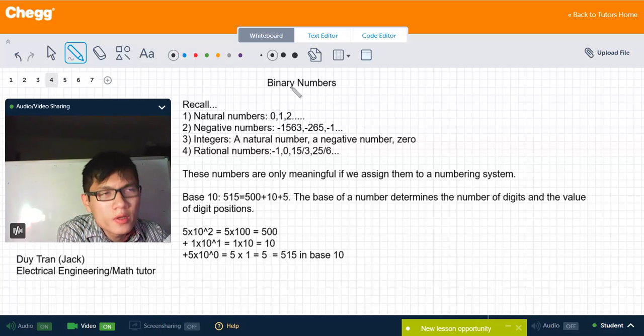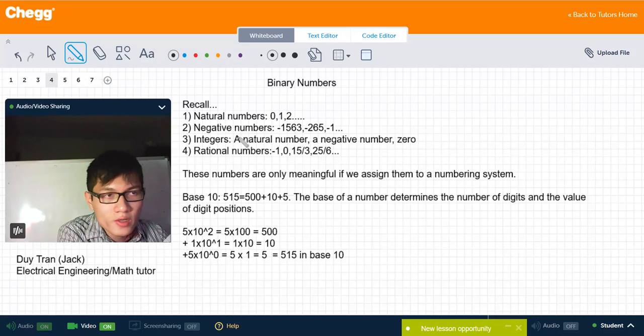Before going into binary numbers, let's recall some basic numbers we have been using in math. Natural numbers are any number from 0, 1, 2 up to infinity. Negative numbers are any numbers that are less than 0, not including 0. Integers are natural numbers, negative numbers, and 0.